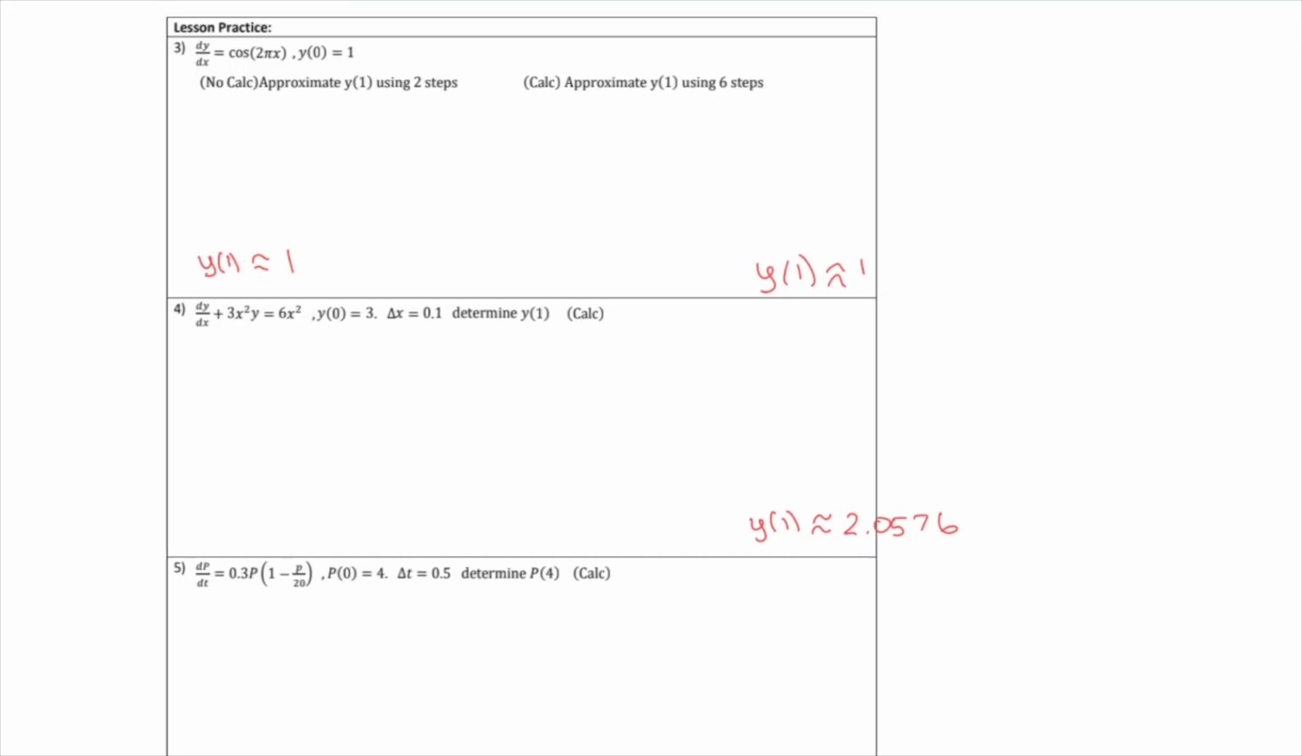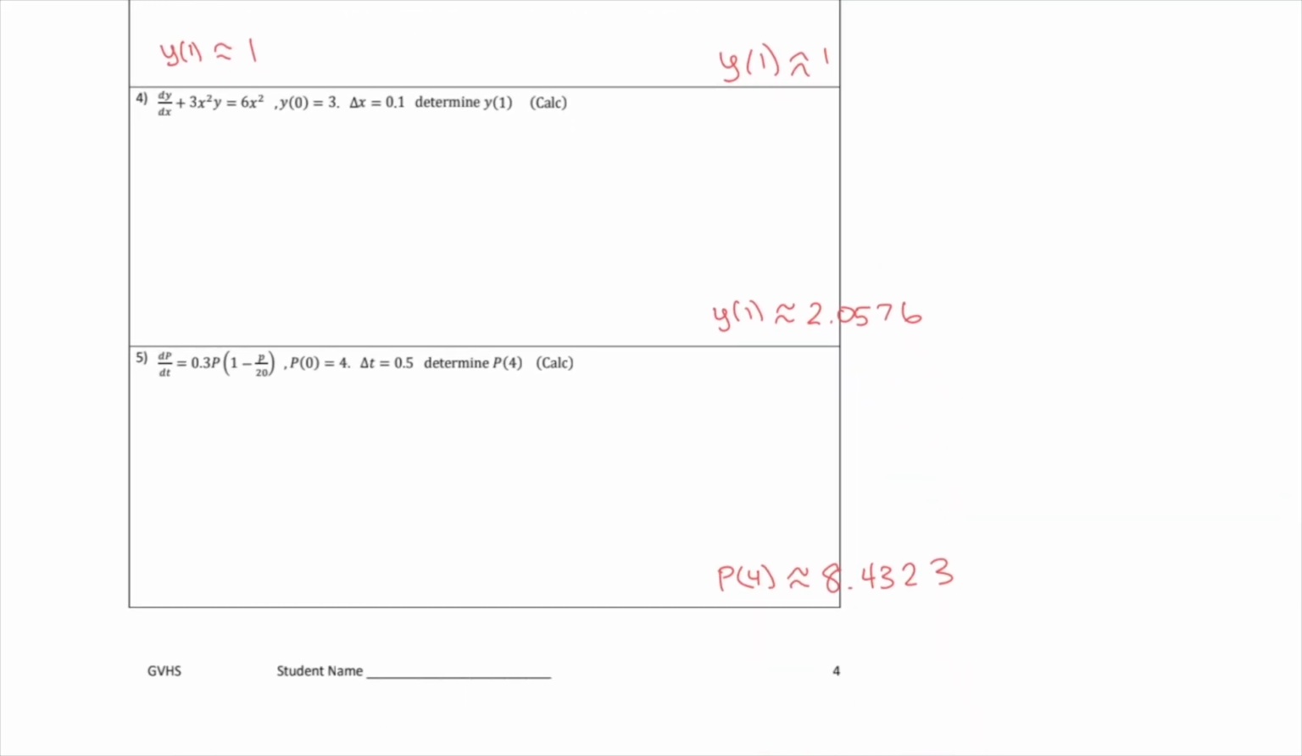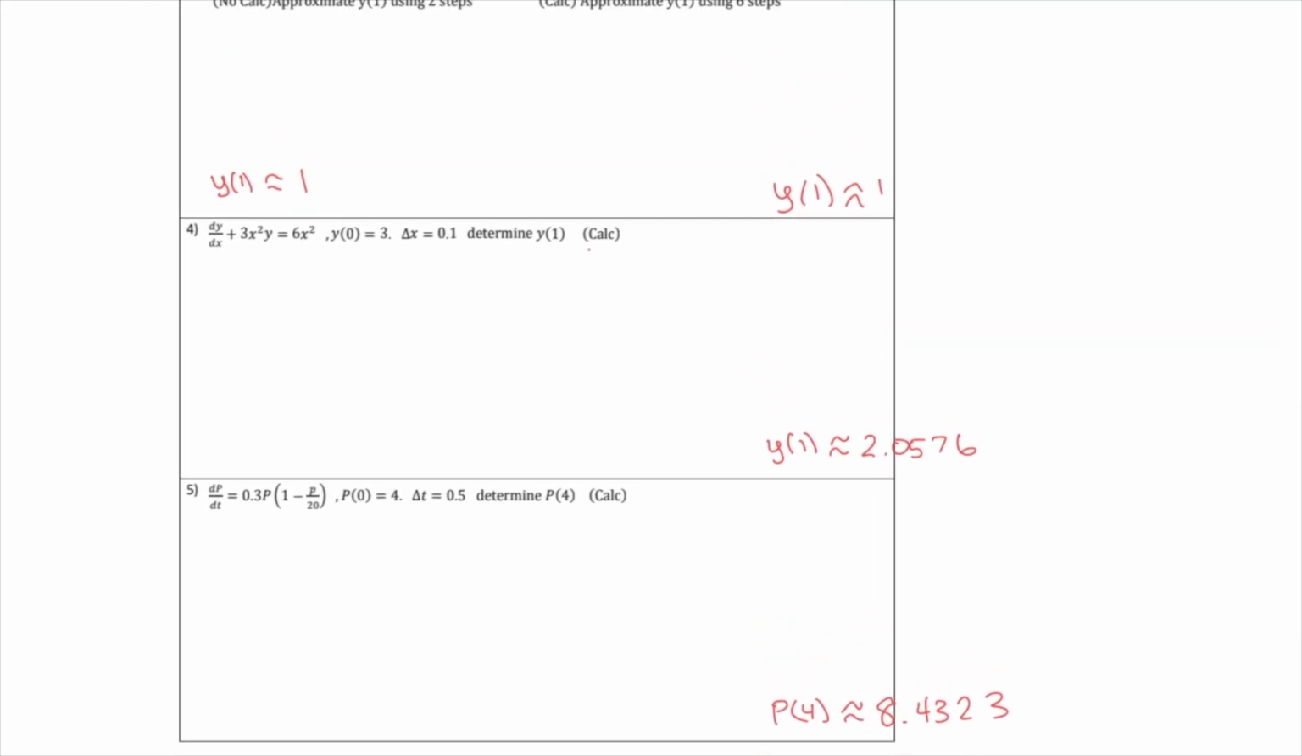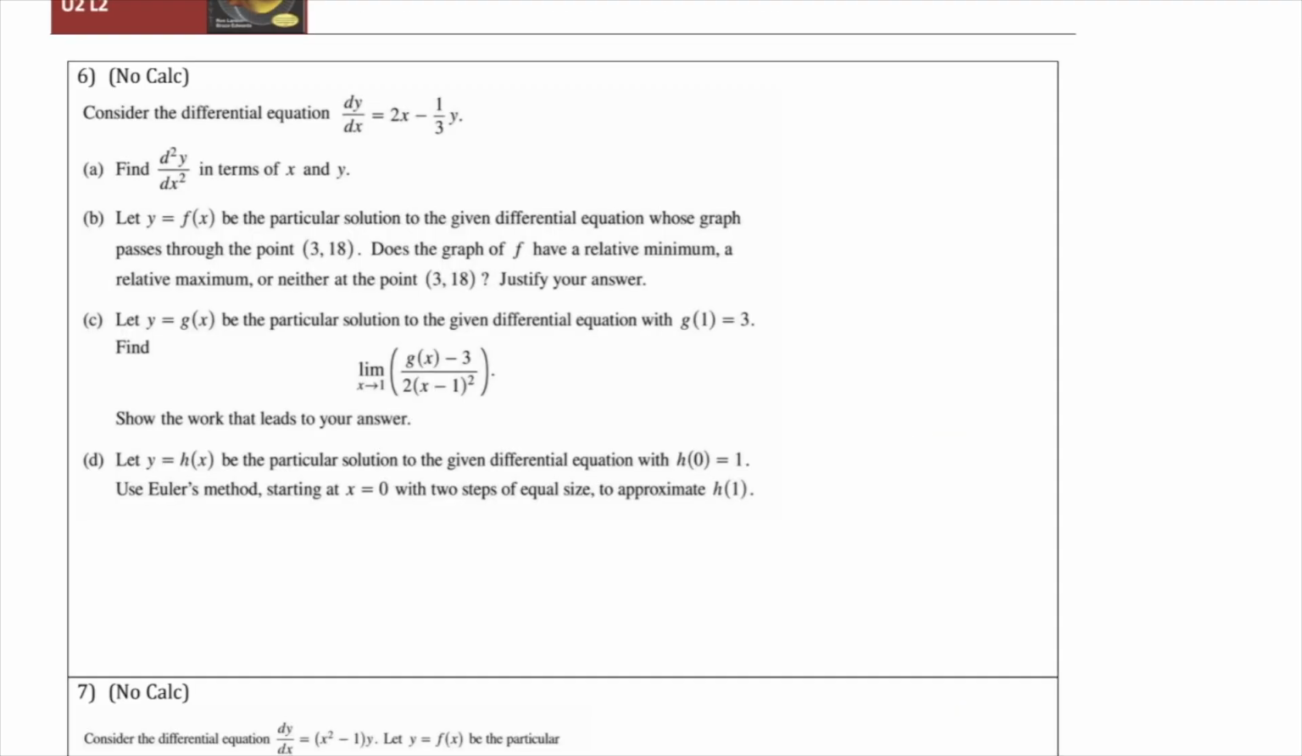So give the lesson practice a nice try. I've stated some answers for you. When you use your calculator, make certain that your program is correct. Questions 6 and 7 are typical AP questions. So you are to find a second derivative for part A. Make certain that you are going to replace the dy dx within your answer.